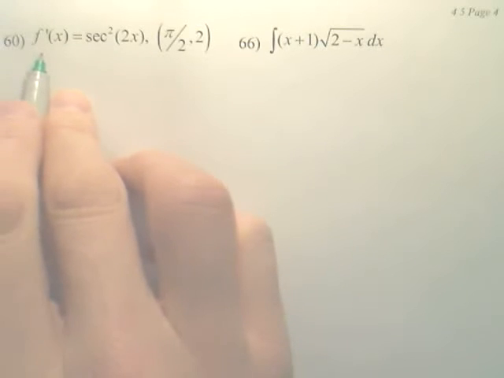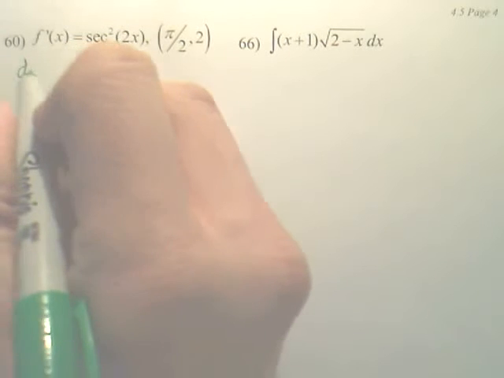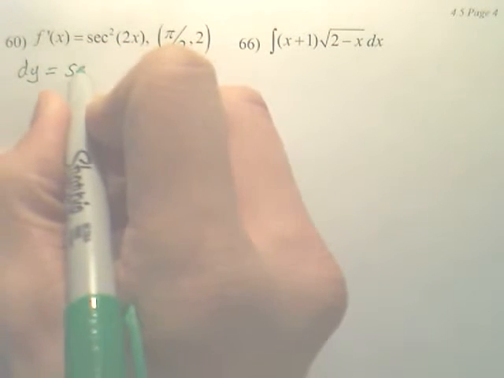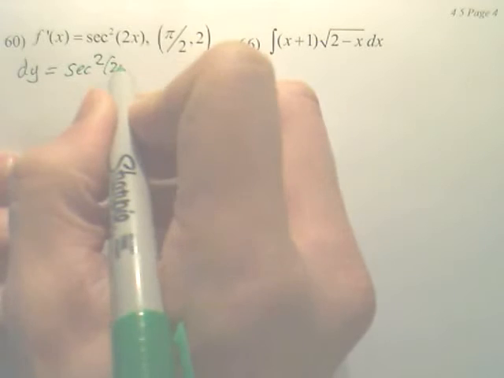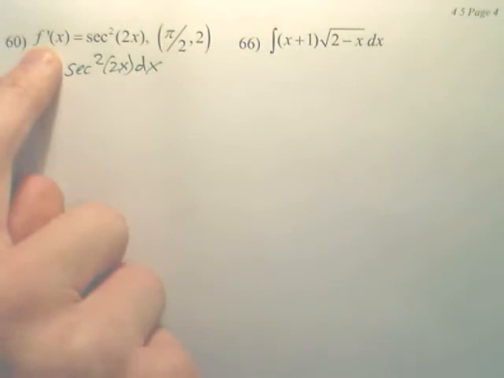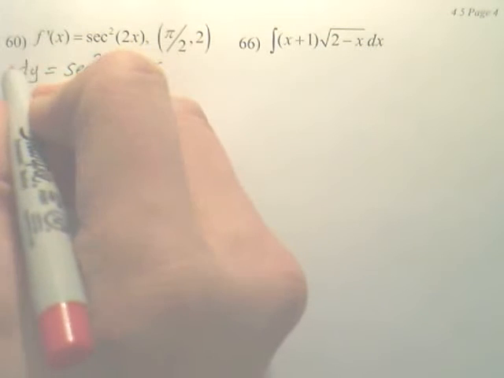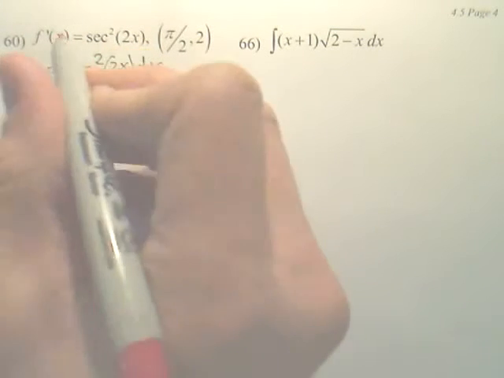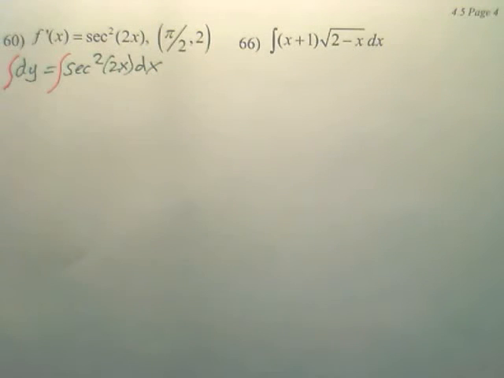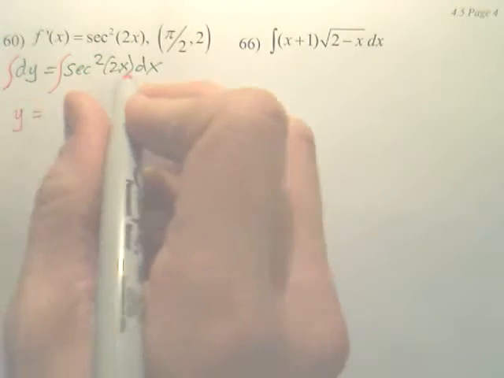Number 60. We're basically trying to find the original function. So I'm going to rewrite this as dy equals secant squared 2x dx. Because this right here is dy/dx, and then move the dx over. Two steps in one. Then, to get the original function, I want to integrate both sides. I now have y equals this.